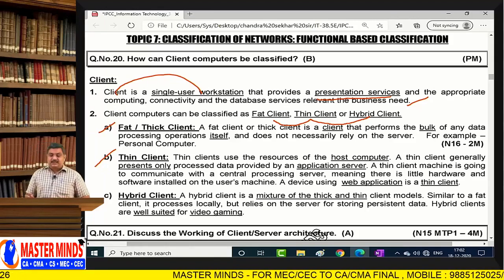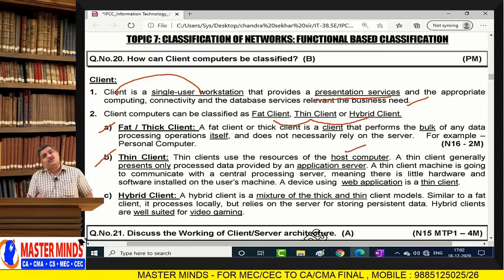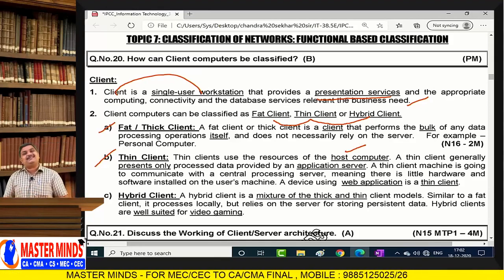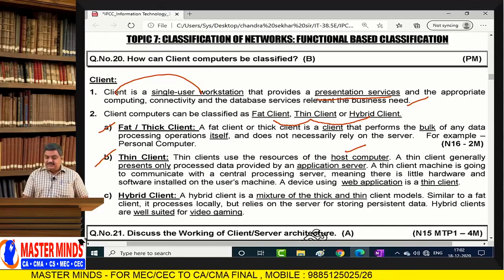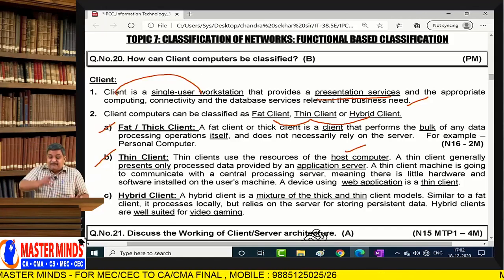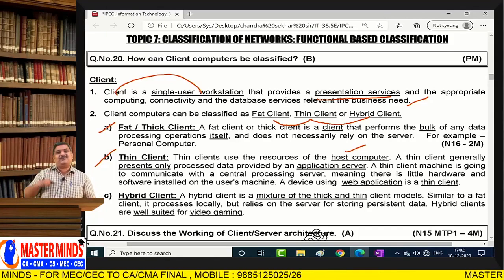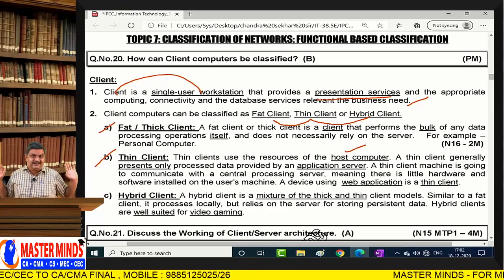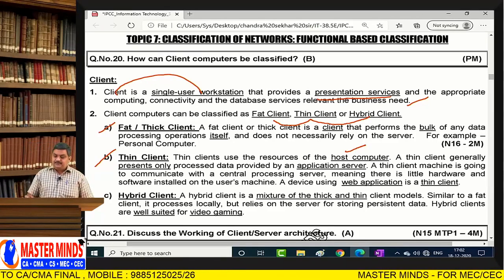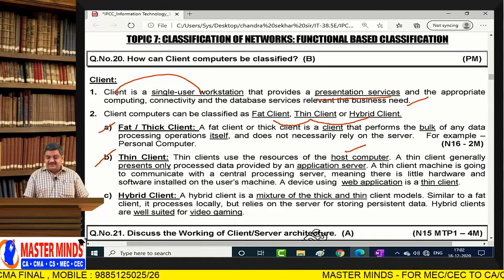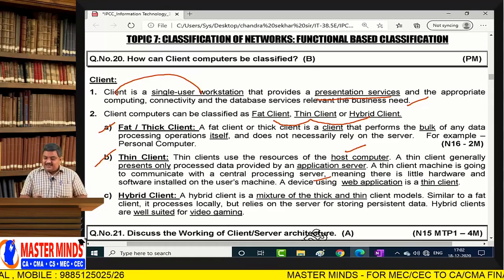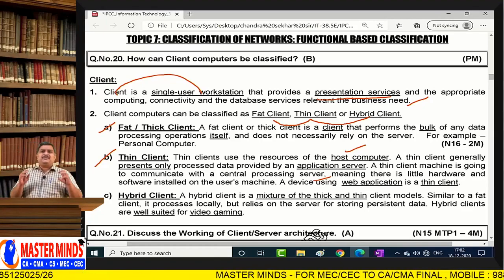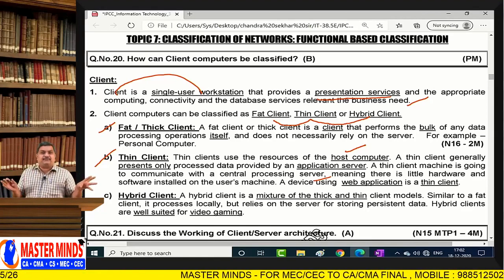A thin client uses the resources of the host computer. Who is the host computer here? Server. Host means server. Clients are the guests. A thin client generally presents only processed data provided by an application server. That means this thin client cannot do anything. It only shows the data given by the server. A thin client machine is going to communicate with the central processing server, meaning there is a little hardware and software installed in the user machine. That means in a thin client, there is very basic hardware and basic software.